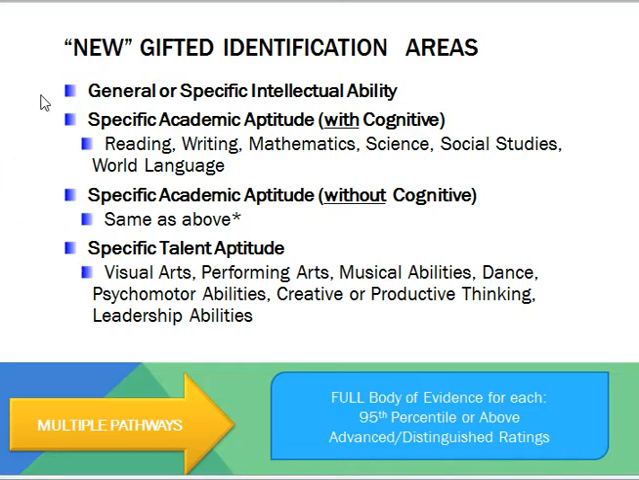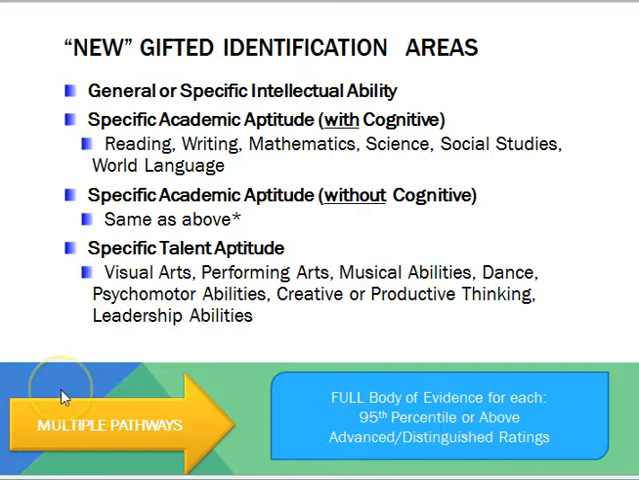The first one is general or specific intellectual ability. The next one is specific academic aptitude with cognitive. There's also an option to do without cognitive. The same areas apply for both of these: reading, writing, mathematics, science, social studies, and or world language, or a combination of them for students. Last but not least, a specific talent aptitude: visual arts, performing arts, musical abilities, dance, psychomotor abilities, creative or productive thinking, and or leadership abilities. Again, a student may qualify in gifted for one or more areas across the board here.